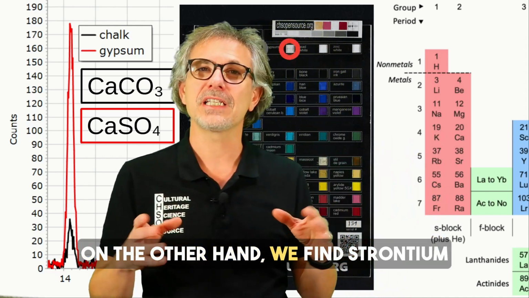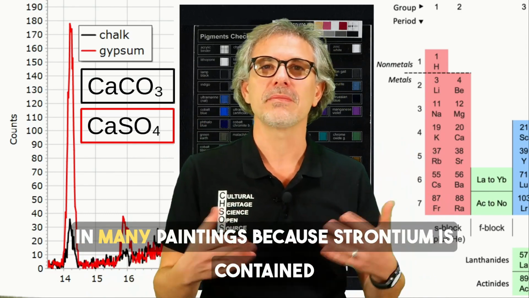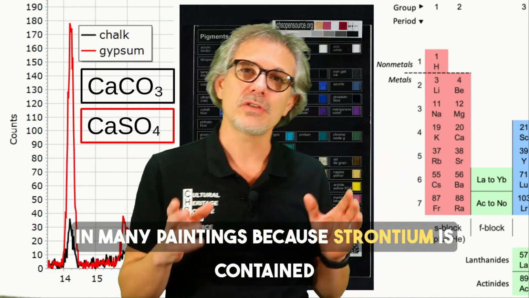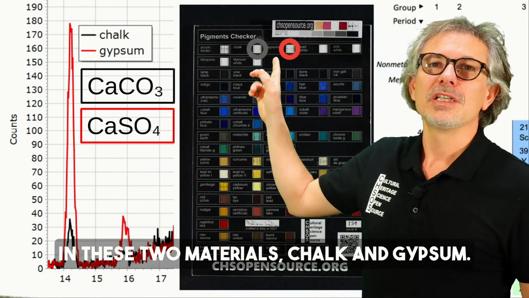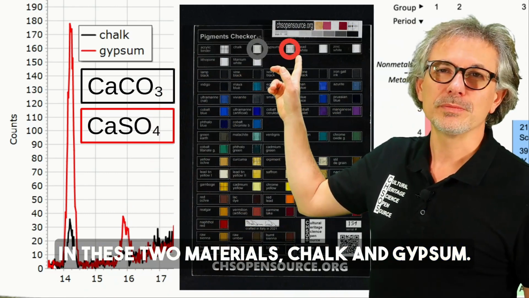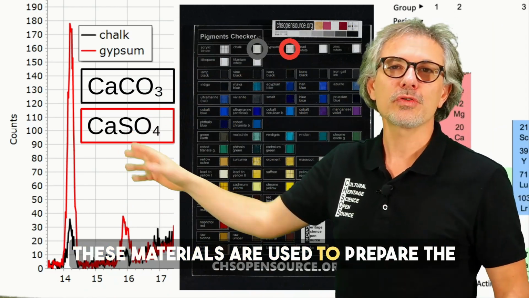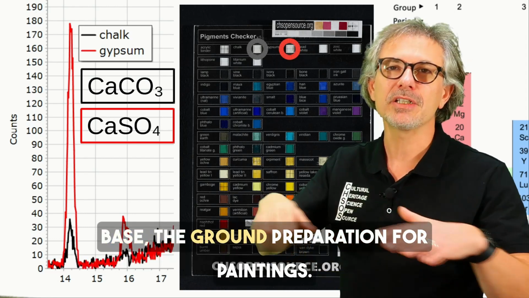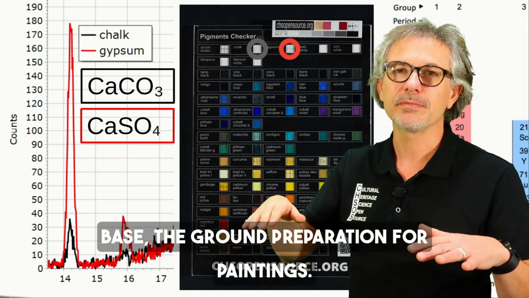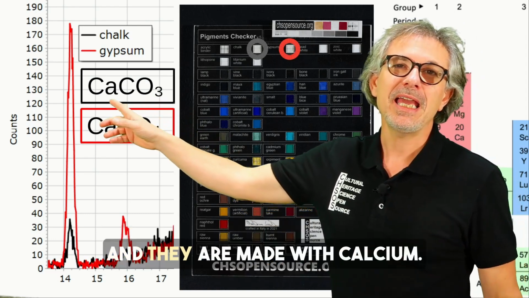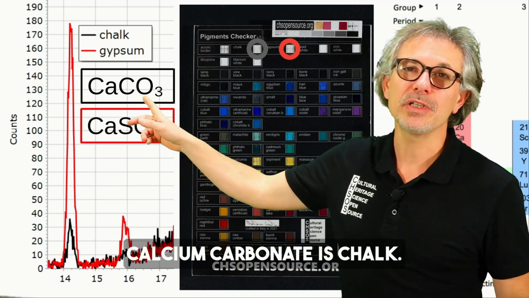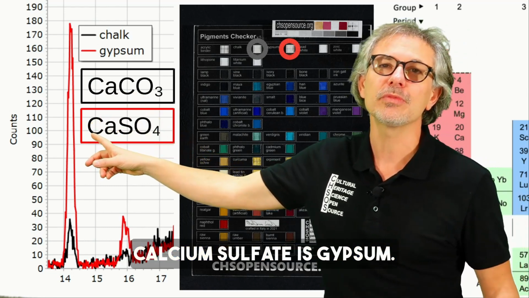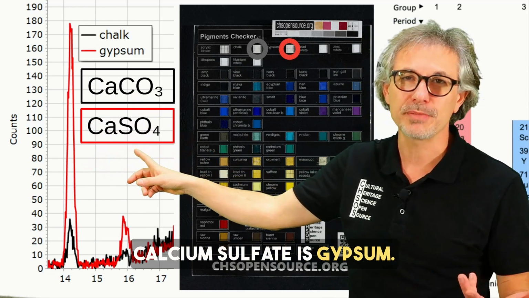On the other hand, we find strontium in many paintings because strontium is contained in these two materials, chalk and gypsum. These materials are used to prepare the base, the ground preparation for paintings, and they are made with calcium. Calcium carbonate is chalk, calcium sulfate is gypsum.